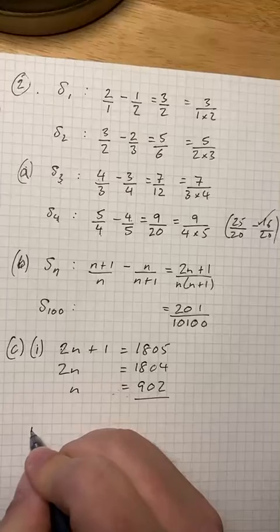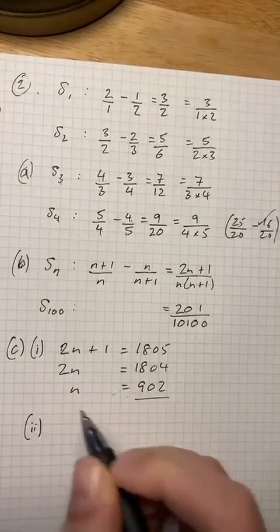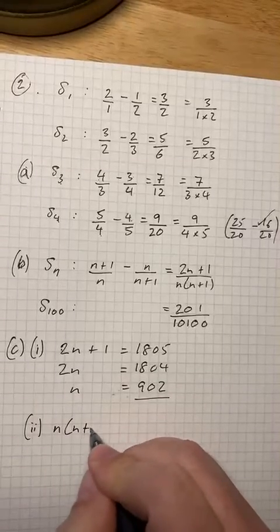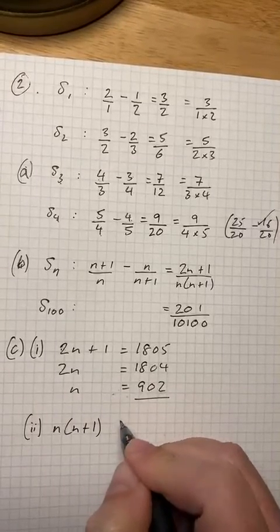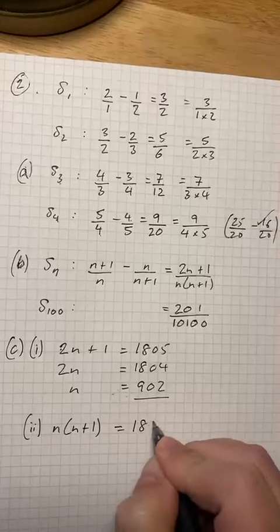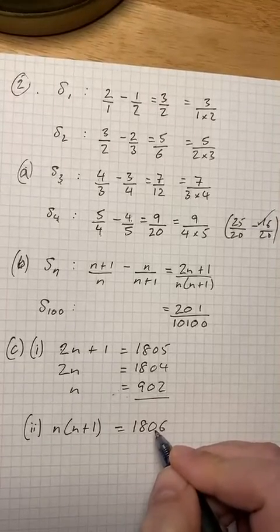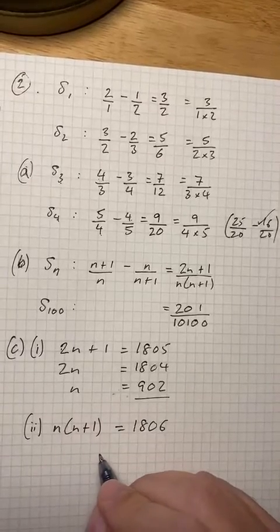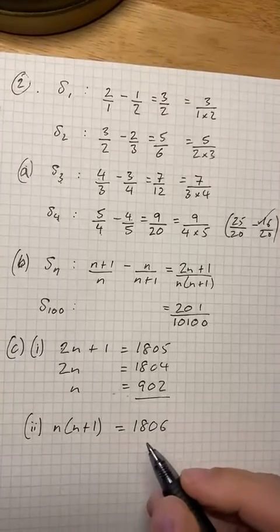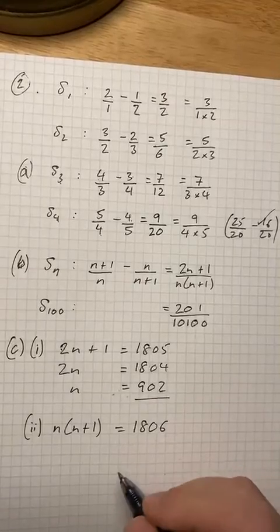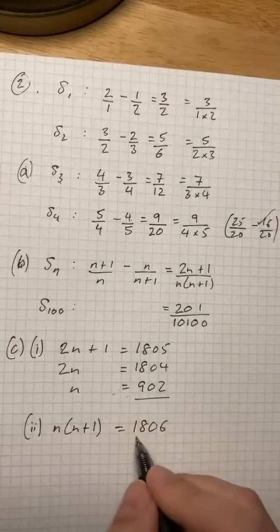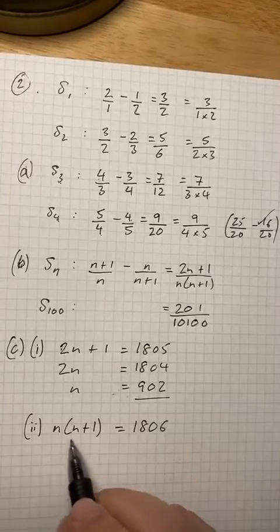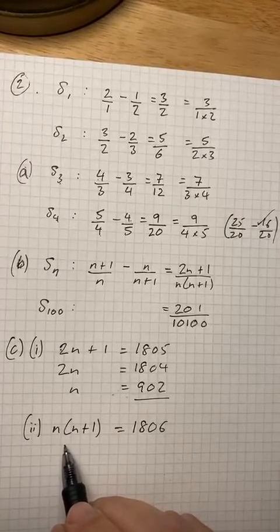And the second one, same sort of thing. The denominator is n times n plus 1, 1806. Now this is going to be a squared number, but let's see if we can get that. It's pretty close to a square. So what I'm going to suggest is we guesstimate.